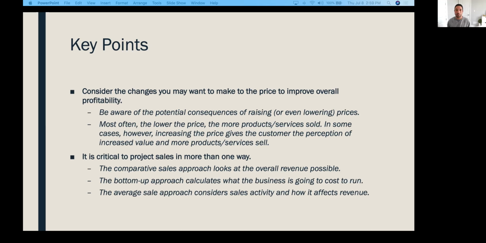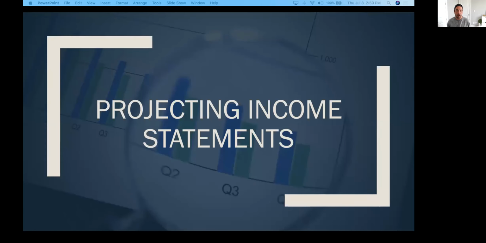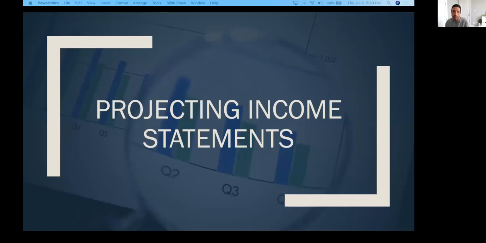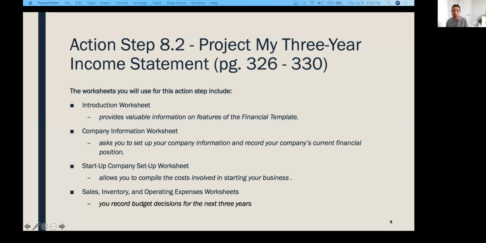10 minutes here. We're going to come back to this possibly. So now that you've looked at this, one component of profitability, you're going to begin to look at all the components together as you begin to project your 3-year income statement. And this is what action step 8.2 is all about, that 3-year income statement. This action step uses the financial template. And it's a time consumer. Going through this action step is going to take you a while, so give yourself some time to complete this, okay?